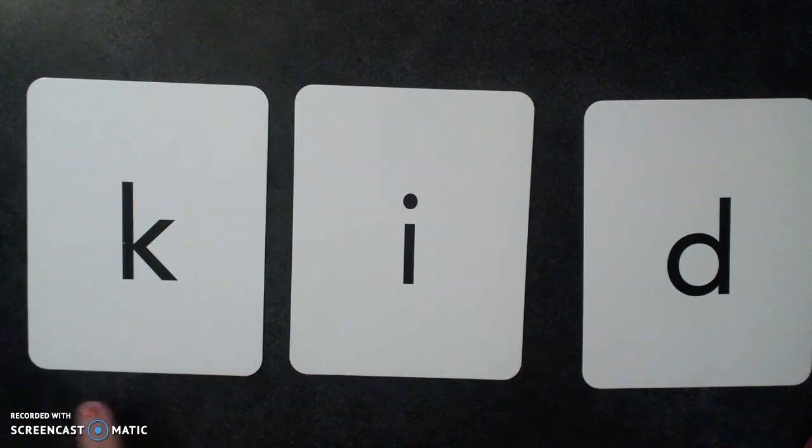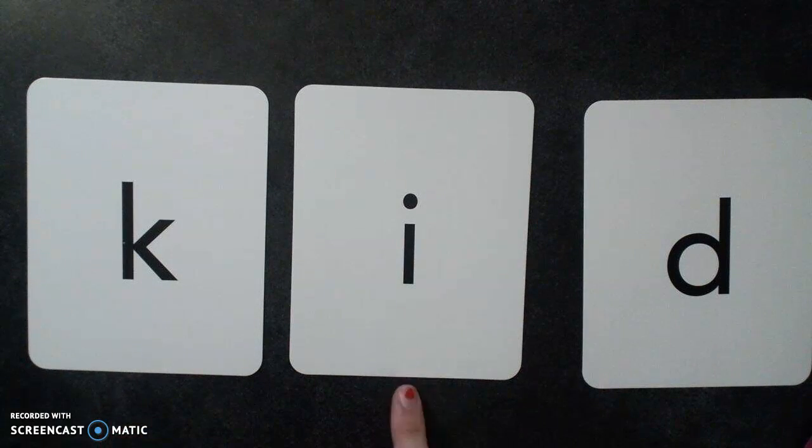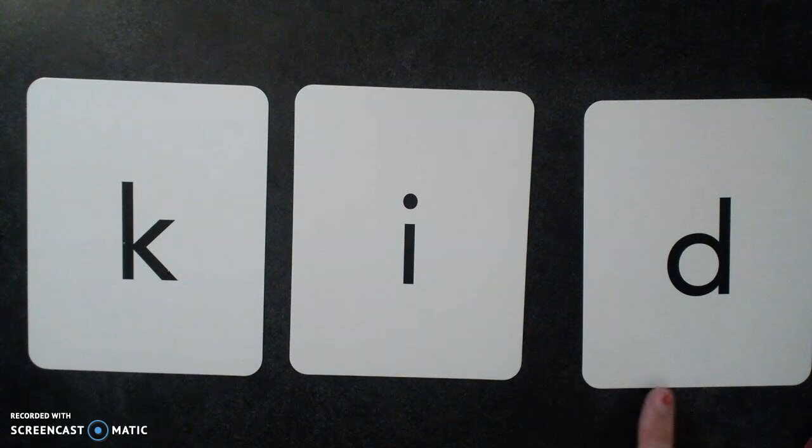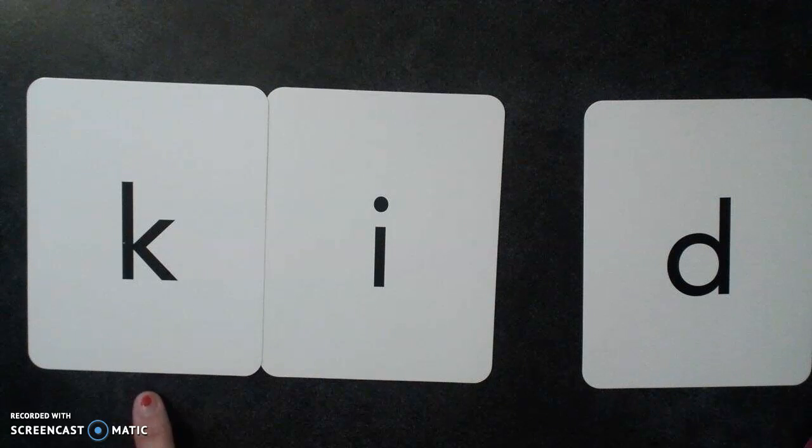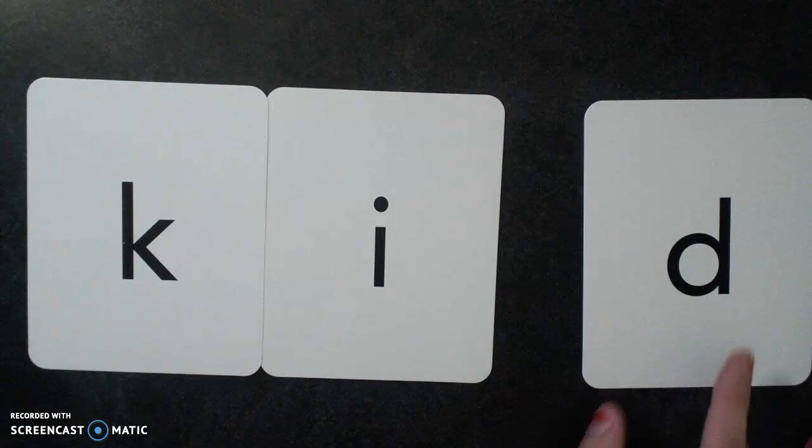So, it starts with a K, and a K makes the K sound. Then we have an I, and remember, it's the only vowel, and it's followed by a consonant, so it's going to make the short I sound. And the D makes the D sound. So we have K, I, D. All right. K, I, D.